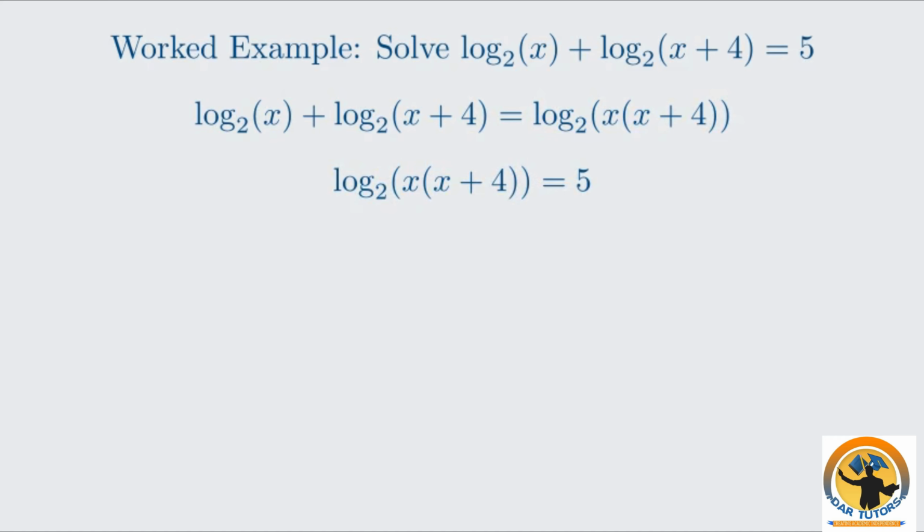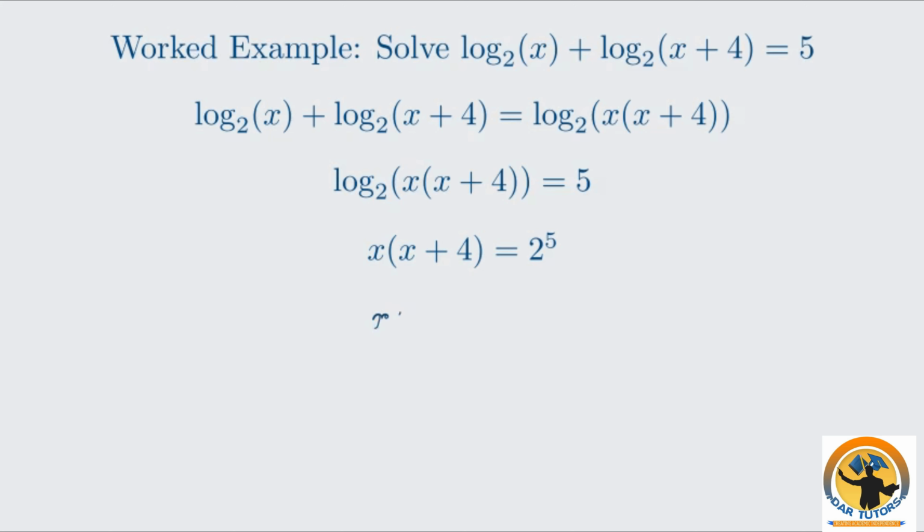To solve for x, we need to undo the logarithm. We can do this by converting the equation to exponential form. The base is 2, the exponent is 5, and the result is x times (x plus 4). So we get x times (x plus 4) equals 2 to the power of 5. Now we just need to solve this algebraic equation.